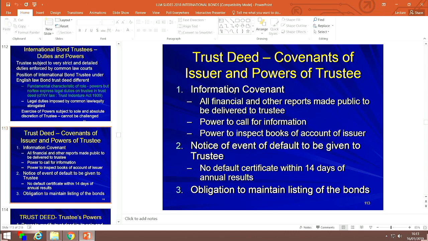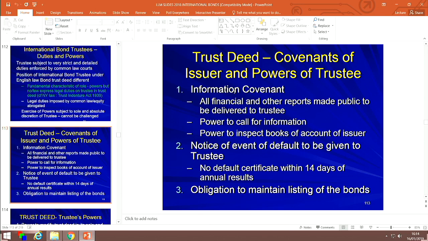Then you have powers of the trustee which directly have mirror duties, not on the trustee, but on the issuer. And the most important one is the information covenant. First of all, the issuer needs to provide the trustee with all information, financial reports, and other corporate or sovereign state reports which are made public. Remember the words made public. It's not everything, it's just those which are going to be made public. Must be given to the trustee, but that's not the really important power.